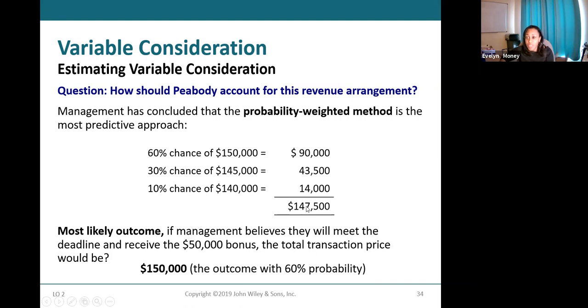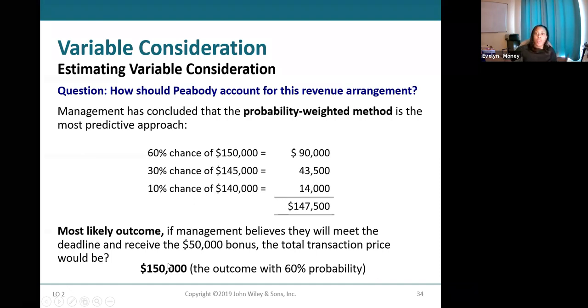And if they don't think that they're going to finish on time, then this is the number that we're going to assign to the transaction price. But if they believe they're going to meet the deadline, then we can deal with the 150,000. So whatever the most likely outcome is. So we have to use a predictive approach.